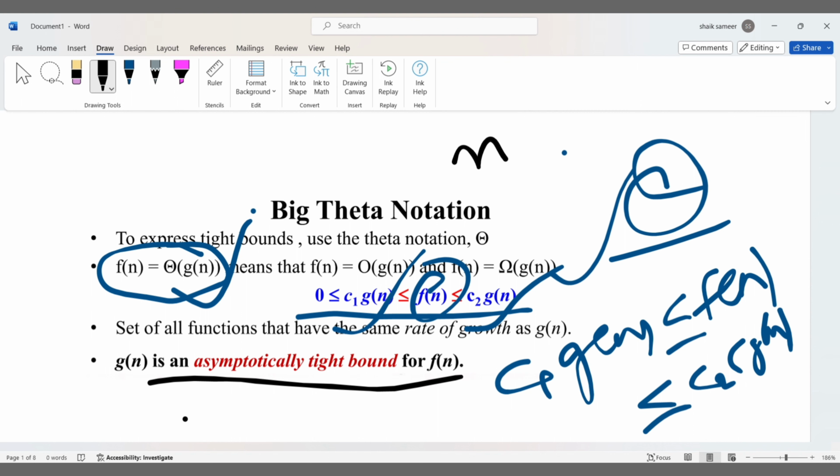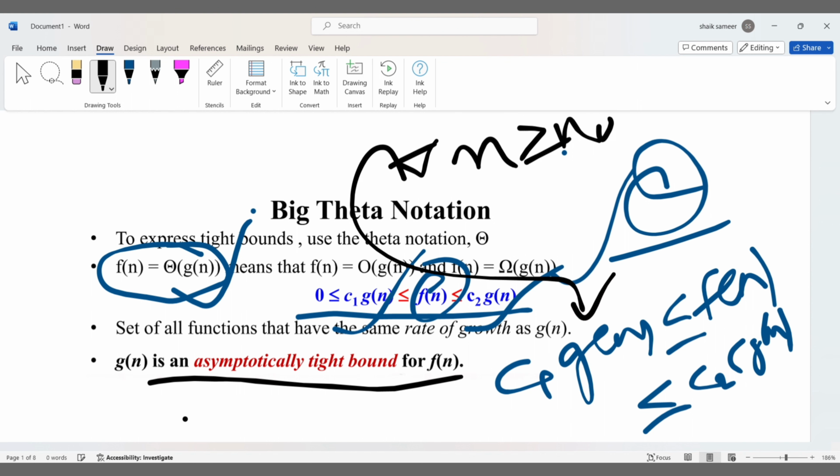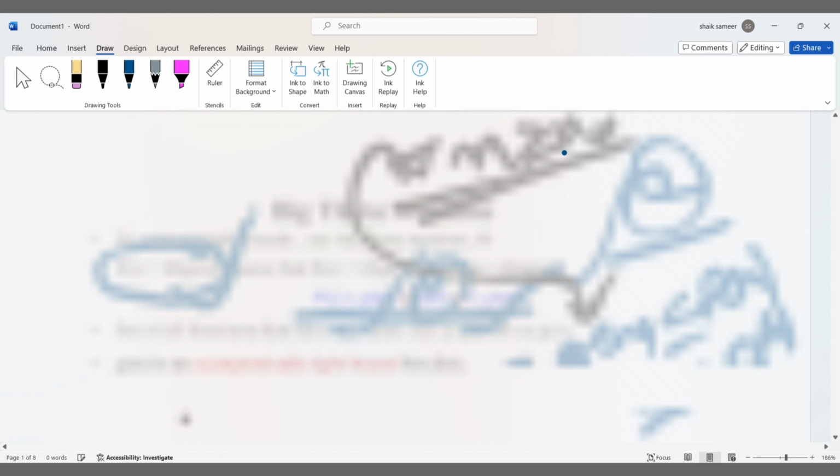So we can write it as: for all n greater than or equal to n naught, C1 into g of n less than or equal to f of n less than or equal to C2 into g of n. If you want the definition, I will write it once again here.